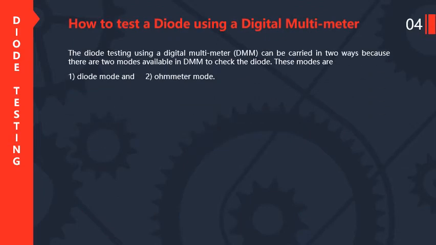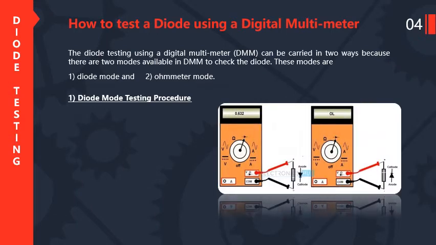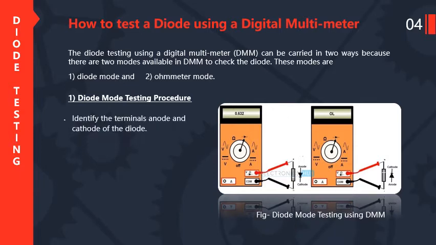The diode testing using a digital multimeter, in short DMM, can be carried out in two ways because there are two modes available in a digital multimeter to check the diode. These modes are number 1, diode mode, and number 2, ohmmeter mode. So number 1 is the diode mode testing procedure. This is the diagram for diode mode testing using a digital multimeter.